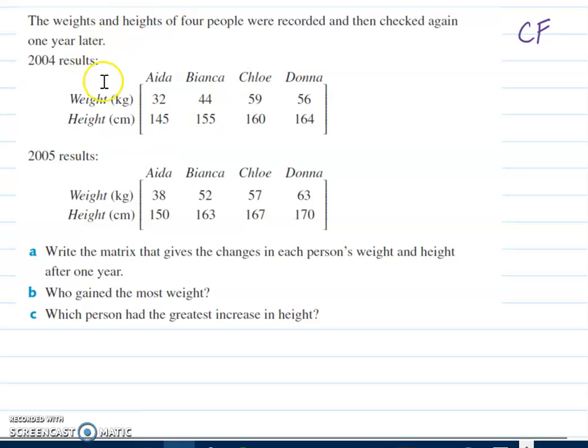So these are the 2004 results for 4 people, Ada, Bianca, Chloe and Donna. Row 1 gives us the weight and row 2 gives us the height. In 2005, this is the result that they got. Okay, let's answer these questions. So, A, write the matrix that gives the changes in each person's weight and height after 1 year. So, what happens after 1 year?